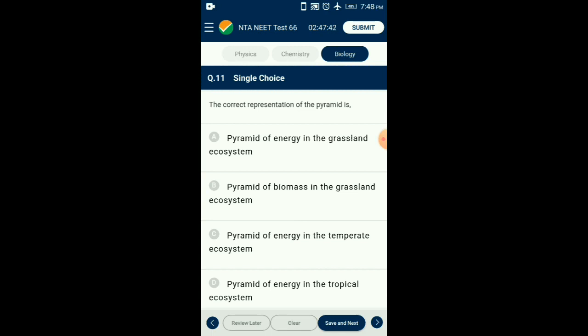Pyramid of energy is always upright, can never be inverted, because when energy flows from a particular trophic level to the next trophic level, some energy is always lost as heat at each step. The given pyramid represents the grassland ecosystem. So the answer for this question is option A, pyramid of number in the grassland ecosystem.